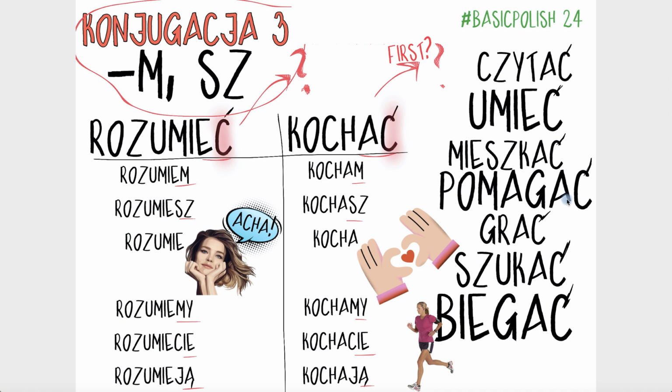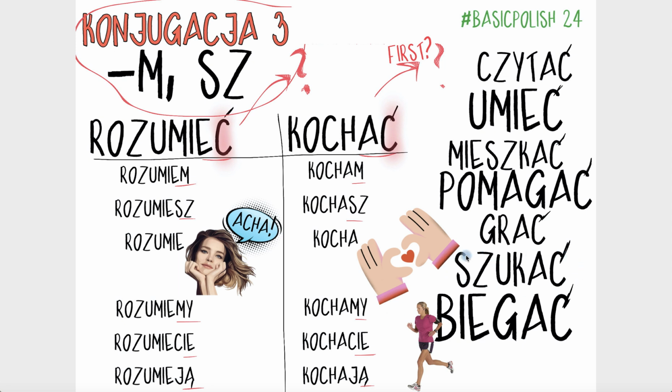Let's look at pomagać, to help. Pomagam, I help. Pomagasz, you help. Pomaga, she, he helps, depending what person would be here. Pomagamy, we help. Pomagacie, you, plural, help. Pomagają, they help. Grać, to play. Gram, right? So ać becomes am in the first person. Gram, grasz, gra. Gramy, gracie, grają. I play, you play, he, she, it plays, we play, you play, they play.